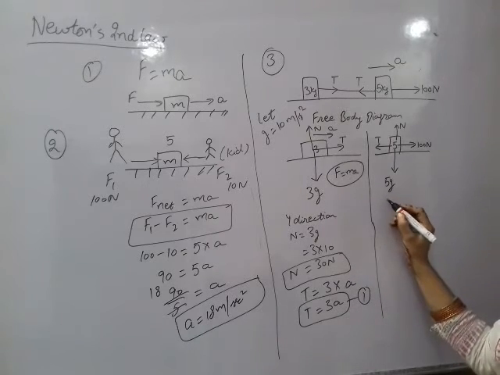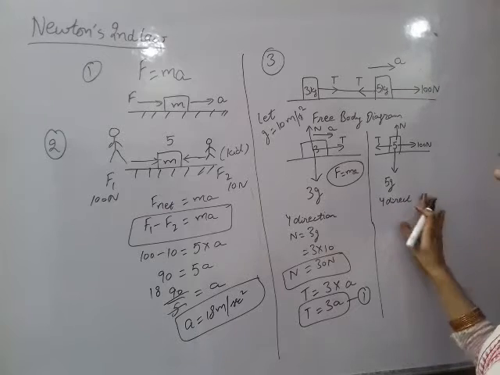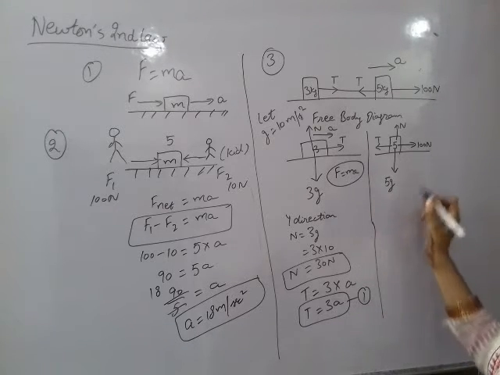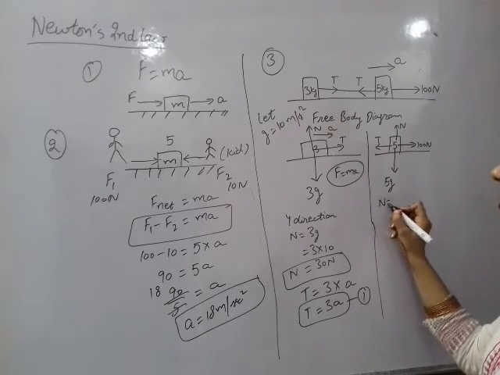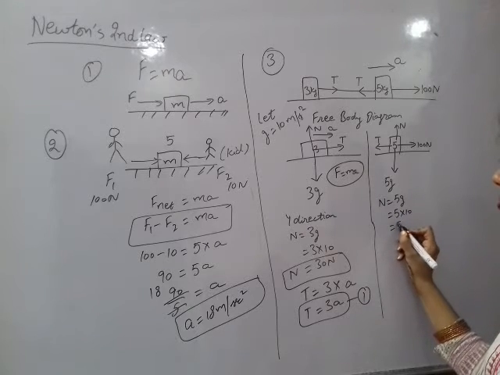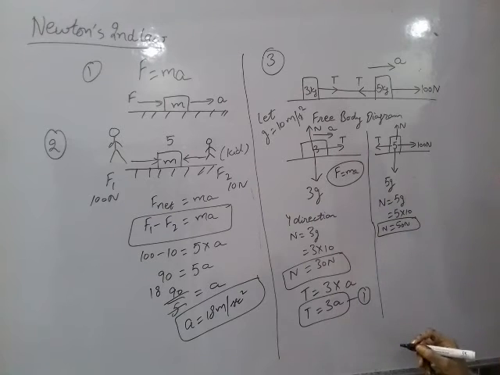From this, for the y direction, or y components, if we balance out, this is our x-axis, y-axis, N is equal to 5g, which is equal to 5 into 10, that is 50 Newton. That is our normal reaction.